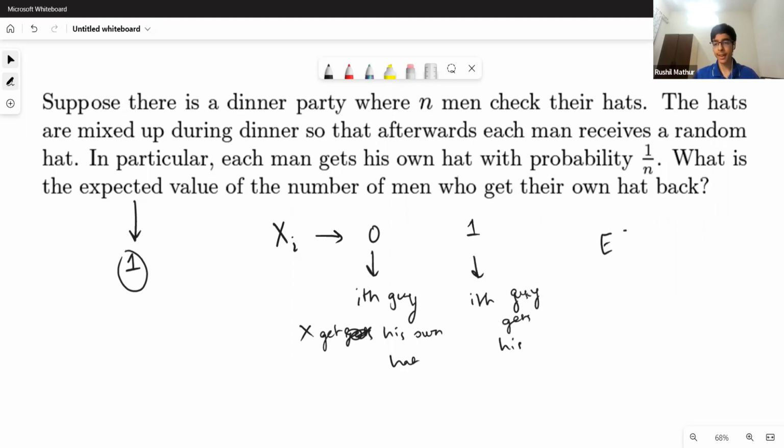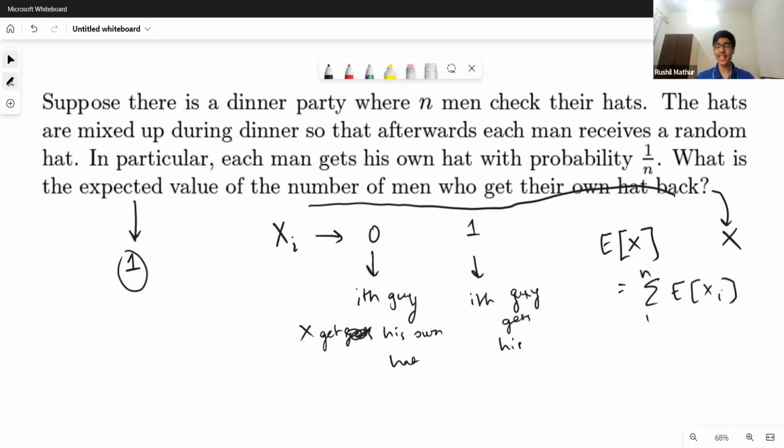And what we do is basically we claim that, if I define the number of men who get their own hat back as a random variable X, then E of X is the sum of E of Xi, where i goes from 1 to n. And basically what I'm trying to say is that if, let's say, the first guy, seventh guy, and eighth guy got back their hats, then this is going to look like 1 plus 0 plus 0 plus 0 plus blah blah blah. Second, third, fourth, fifth.